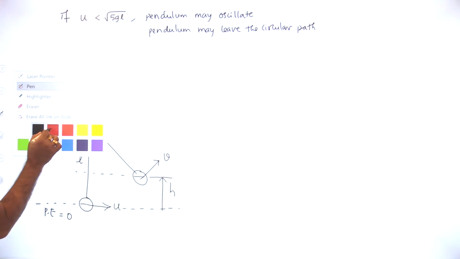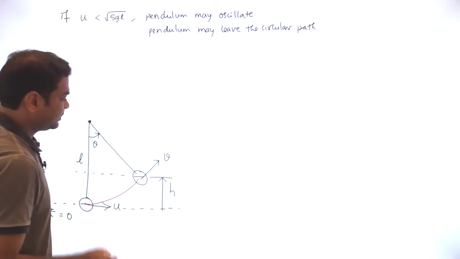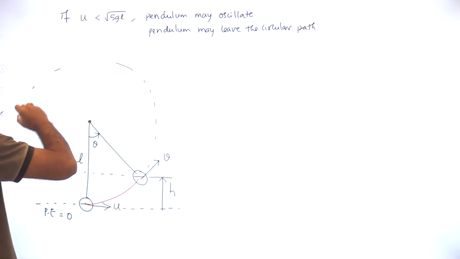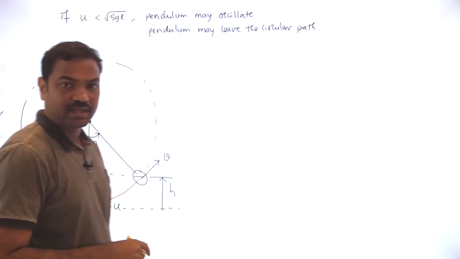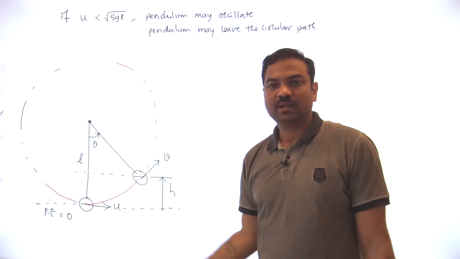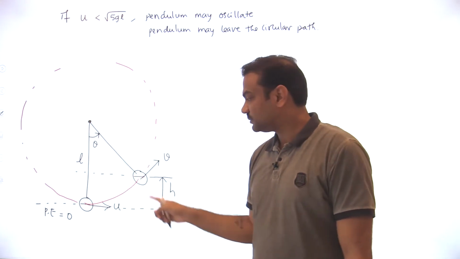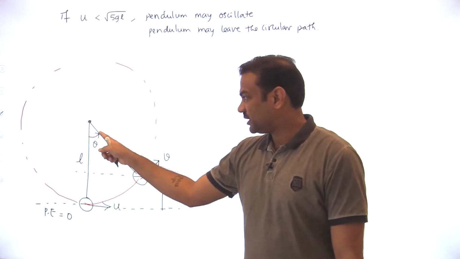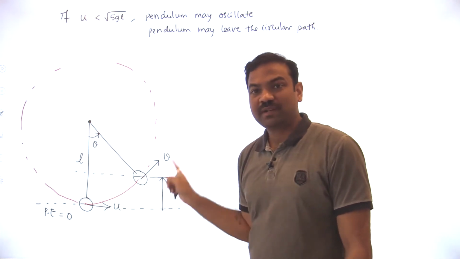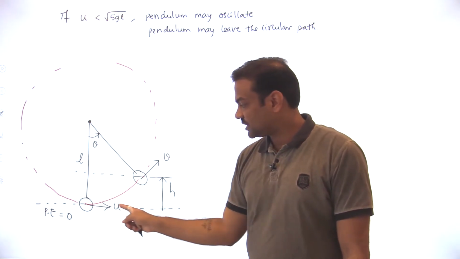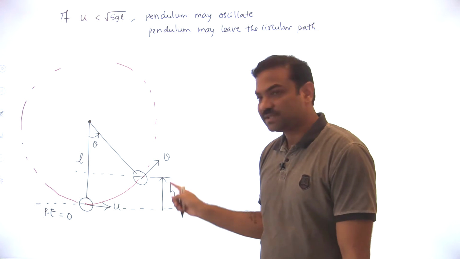Now it is going in the path of a circle, and we have just taken one random position, some random angle theta. After rotating by an angle theta, what is the speed of the pendulum? The speed of the bob is v. The initial speed is u, and the height raised is h.